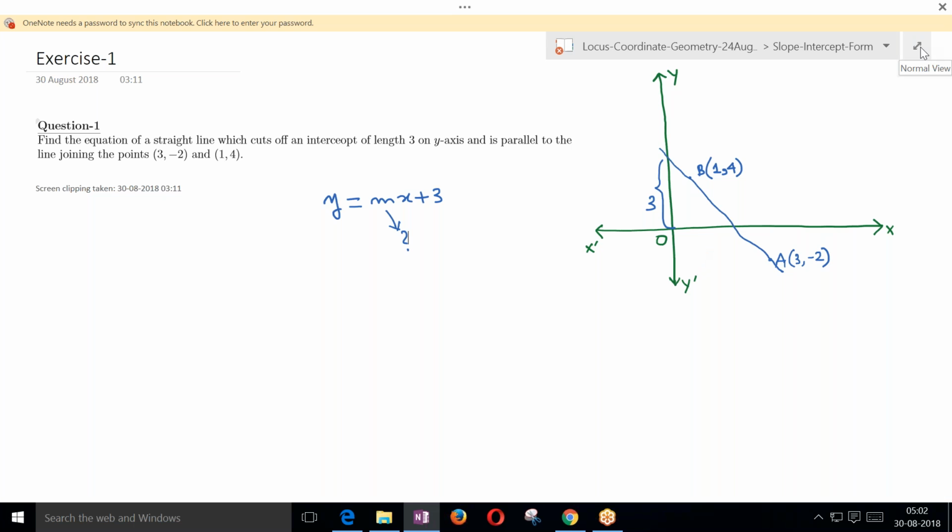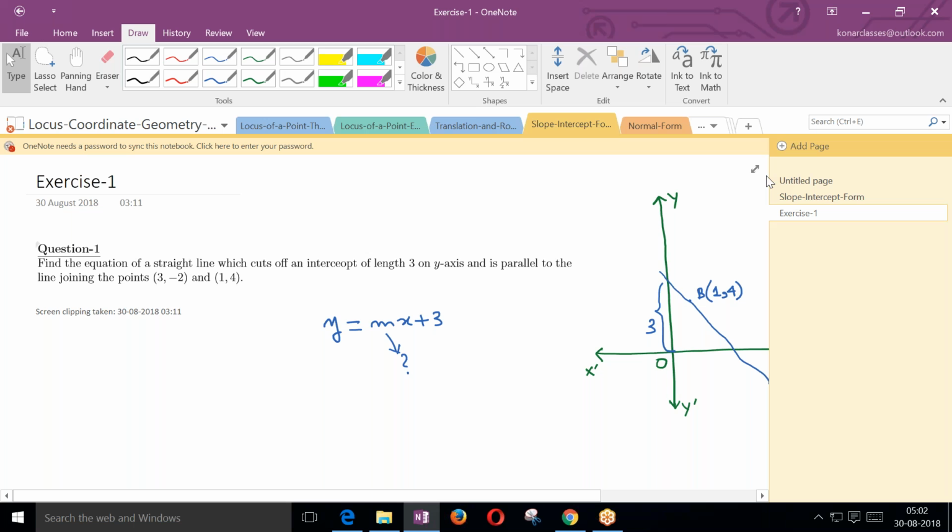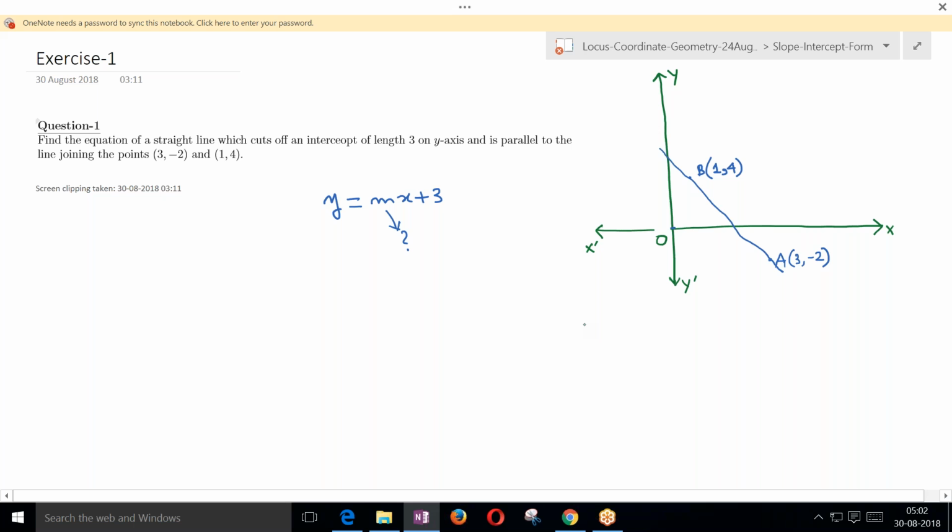Let me tell you the small mistake here. This is not 3 units, by the way, because this is not the required straight line. Our required straight line will be something like this one, which is parallel to the line AB. So here these units are 3 units. Correct. So we are going to find the value of y equal to mx plus 3.